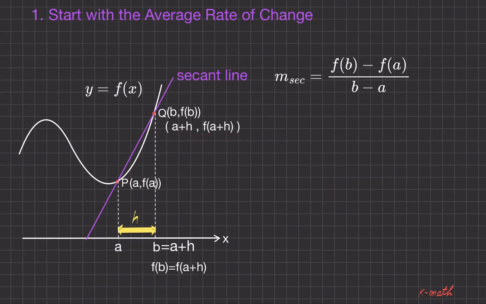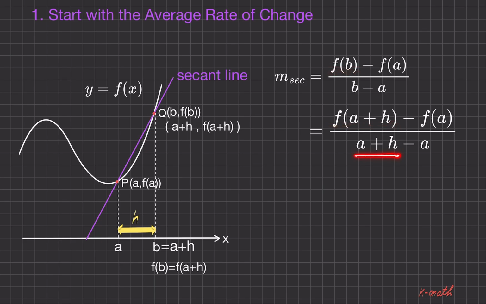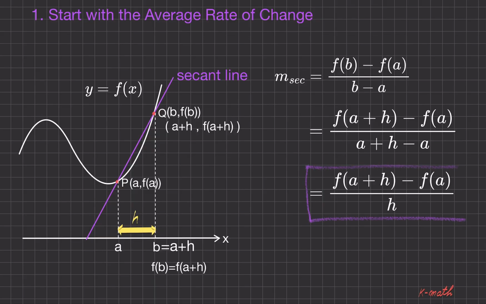Then the slope becomes f of a plus h minus f of a over a plus h minus a. A minus a is 0, so the bottom becomes just h. That gives us f of a plus h minus f of a over h. But this is still just the slope of the secant line.